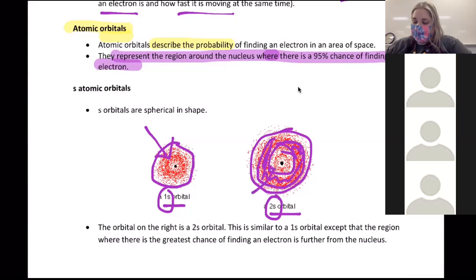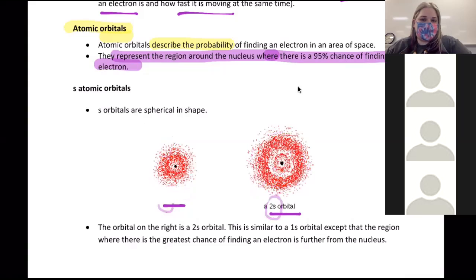So what you need to know about the shapes of these is that s orbitals are spherical. Each orbital can only hold 2 electrons. And as my energy levels increase, they get larger, but they're still the same shape. So they're still spheres. It's kind of like if this was a ping pong ball, and then this one was a baseball. Okay, so they're both spheres, right? But one is going to be a little bit bigger than the other.